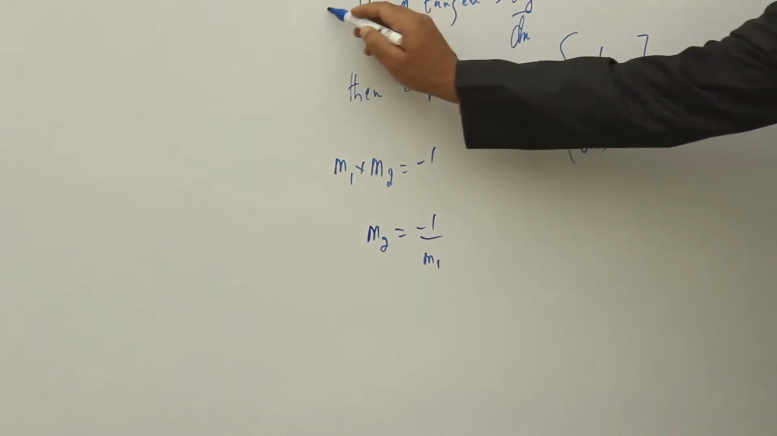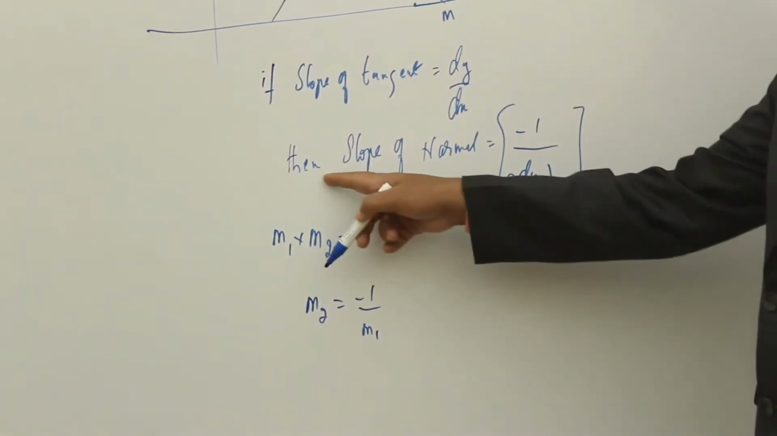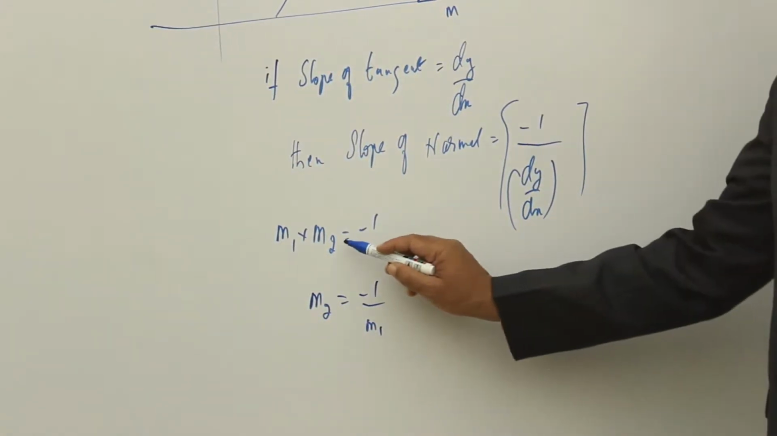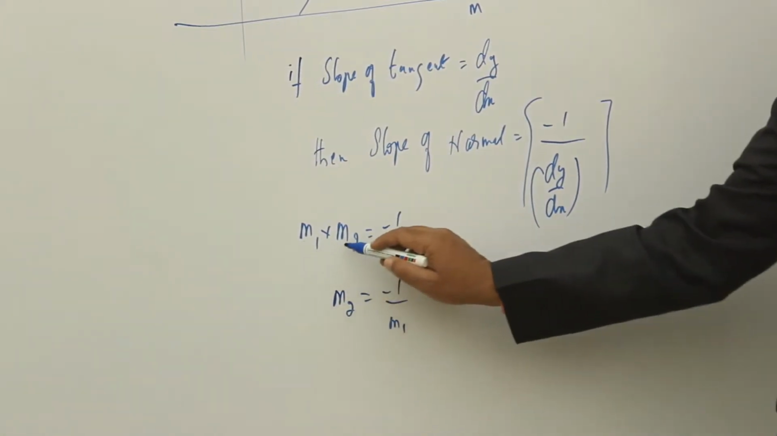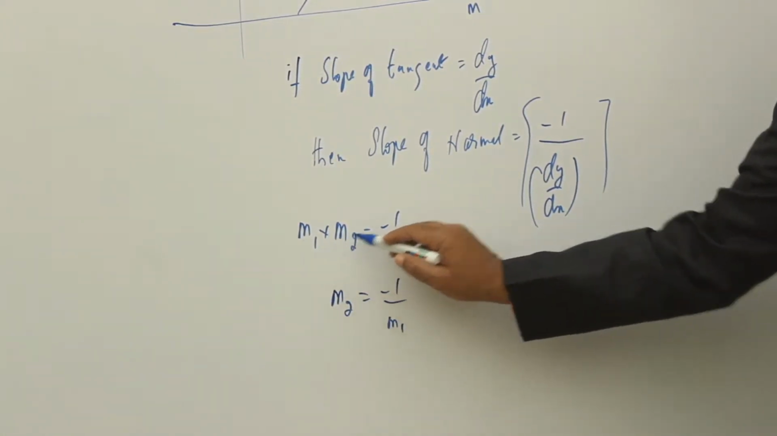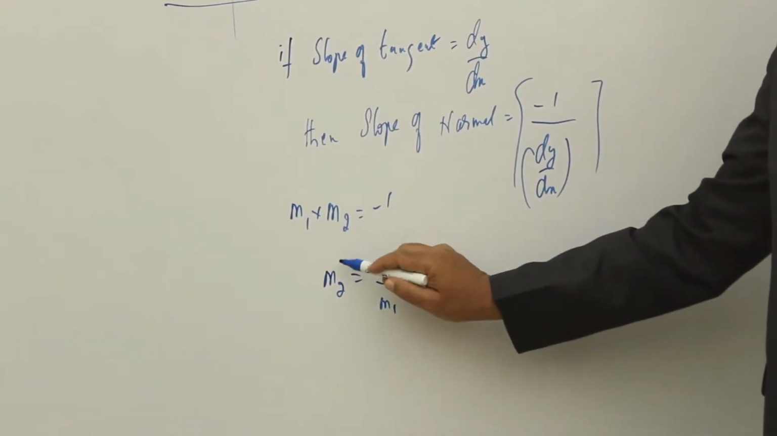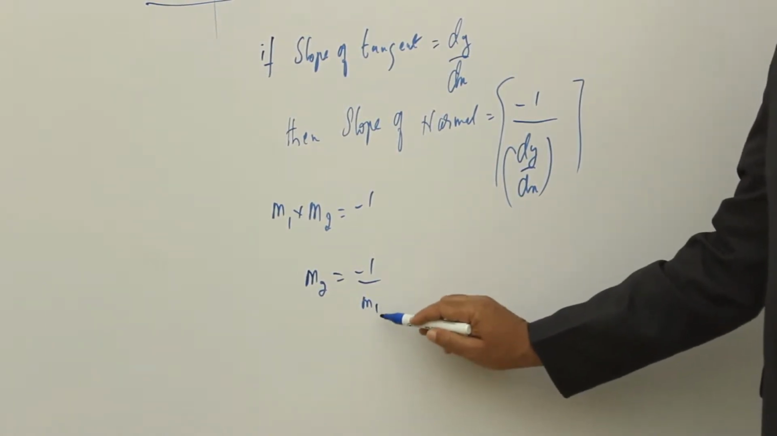If the slope of the tangent is dy by dx, then the slope of the normal will be minus 1 divided by dy by dx. That is based on this product. If two lines are mutually perpendicular, the product of the slope of the tangent and the slope of the normal is minus 1. Then, given the slope of the tangent, we can find the slope of the normal, that is m2 equals minus 1 divided by m1.